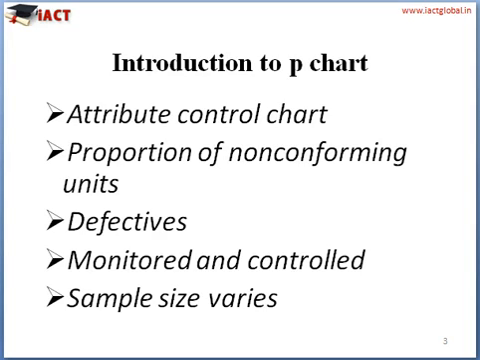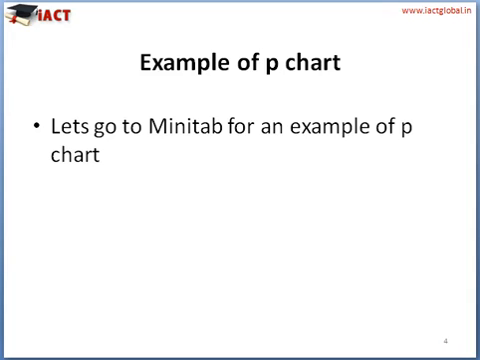The non-conforming units are also termed defectives, which are not acceptable and hence need to be monitored and controlled. In the NP chart the sample size was constant, but for the P chart the sample size varies. For better understanding, let's have a look at an example and create a P chart in Minitab.